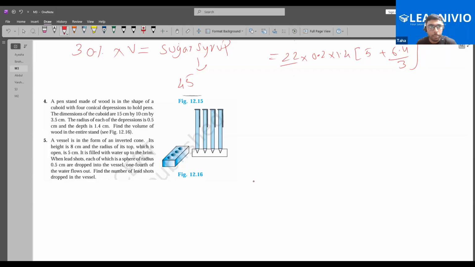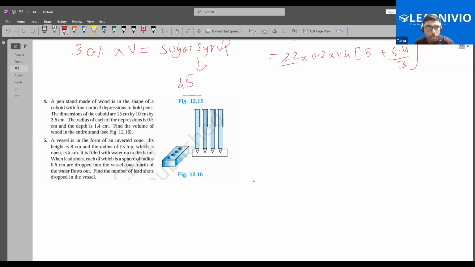We are being told that a pen stand made of wood is in the shape of a cuboid with 4 conical depressions to hold pens. First of all, the pen stand is made out of a cuboid. After making this cuboid, we are making conical depressions in it. So we are taking out some amount of wood out of the cuboid, and in place of that wood we are making conical depressions, and in that we are holding pens.